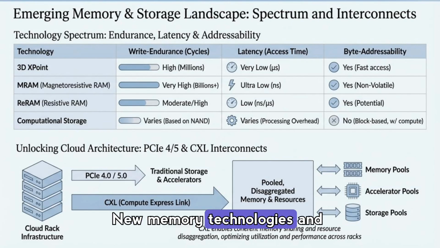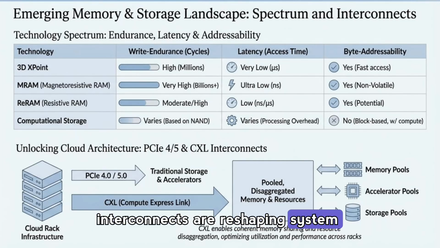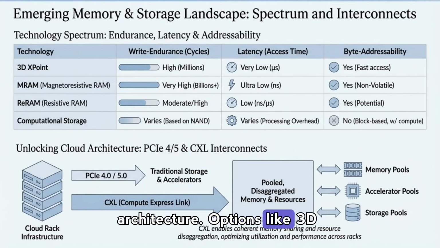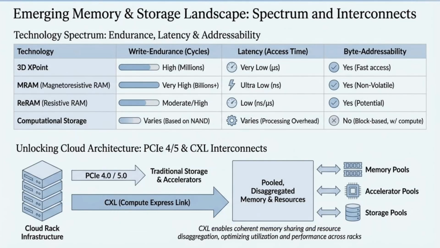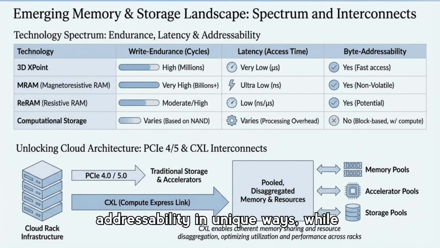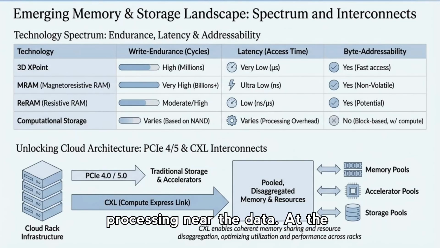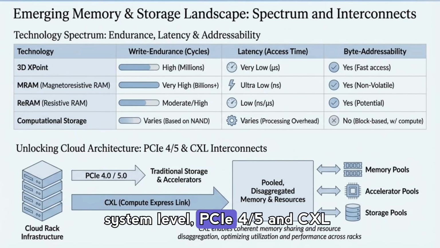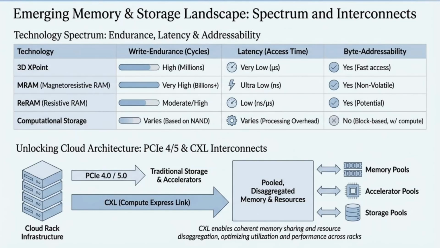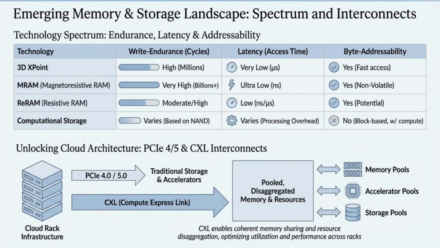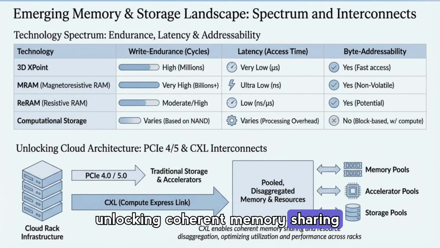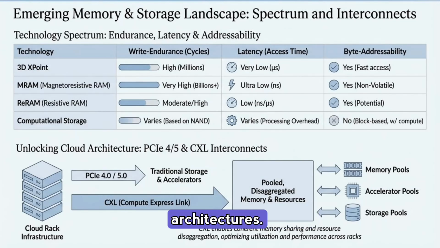New memory technologies and interconnects are reshaping system architecture. Options like 3D XPoint, MRAM, and ReRAM trade endurance, latency, and addressability in unique ways, while computational storage offers processing near the data. At the system level, PCIe 4/5 and CXL enable pooled, disaggregated memory and accelerator resources, unlocking coherent memory sharing and more flexible cloud rack architectures.